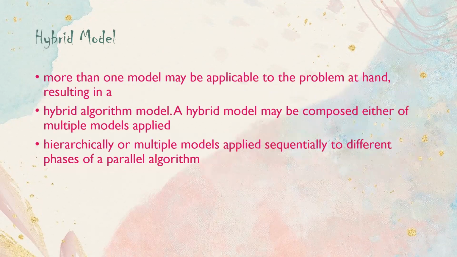The last one is the hybrid model. As we all know, that can be a combination. I can put master slave and pipeline together, or I can have data parallelism along with say work pool, or the task dependency graph model. There can be multiple combinations of this. A hybrid model may be composed either of multiple models applied hierarchically or multiple models applied sequentially, depending on the requirement. So in today's class, we've seen 6 different models.